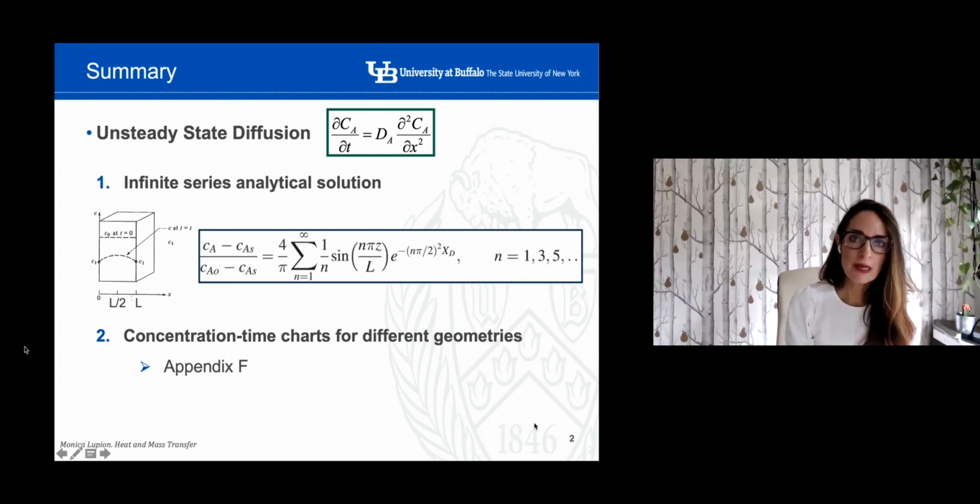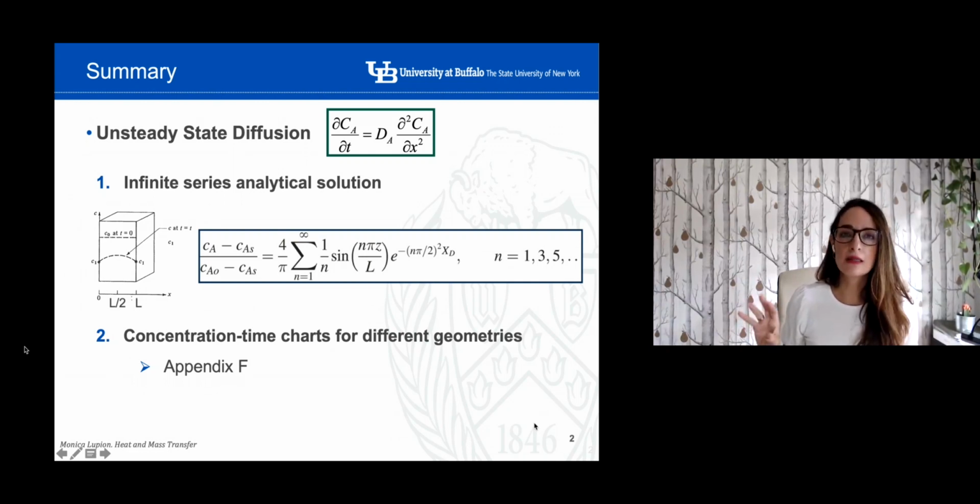So the second alternative, which is much more practical, but of course it has some limitations as well, is the utilization of the concentration time charts for different geometries. You got all these charts that we call Heisler charts in the appendix F. So depending on the geometry, you will see a chart for the case of a plane, a cylinder, and a sphere.